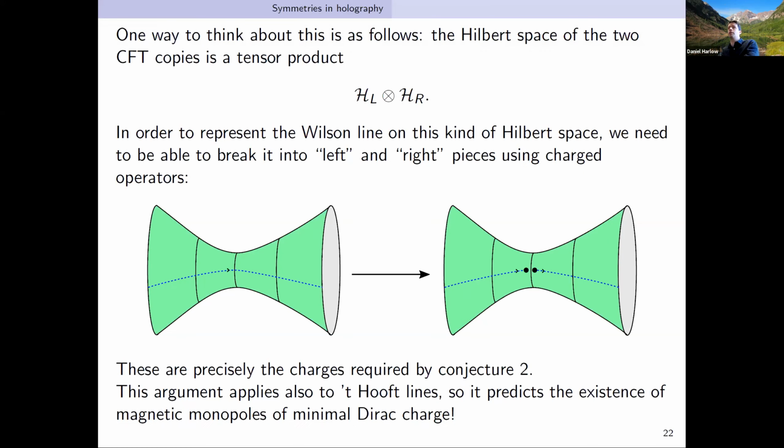Okay, so any questions about this conjecture number 2? And then after that, I'll go to the conclusion. But first, happy to hear more questions. All right. Okay, so let's do the discussion now.